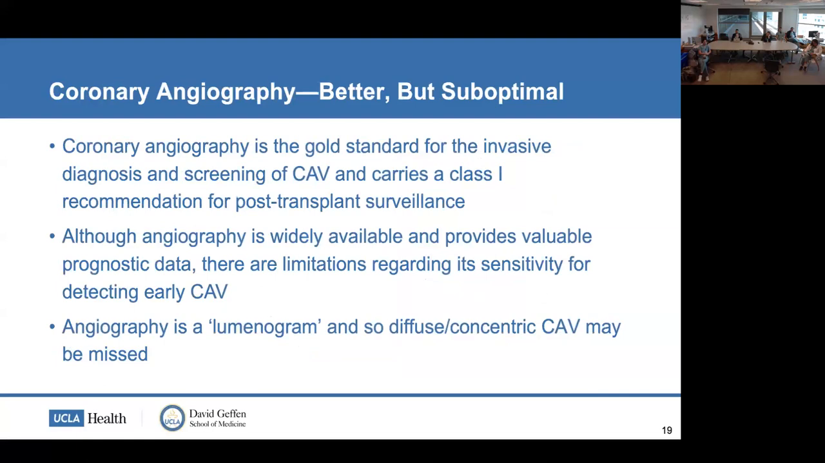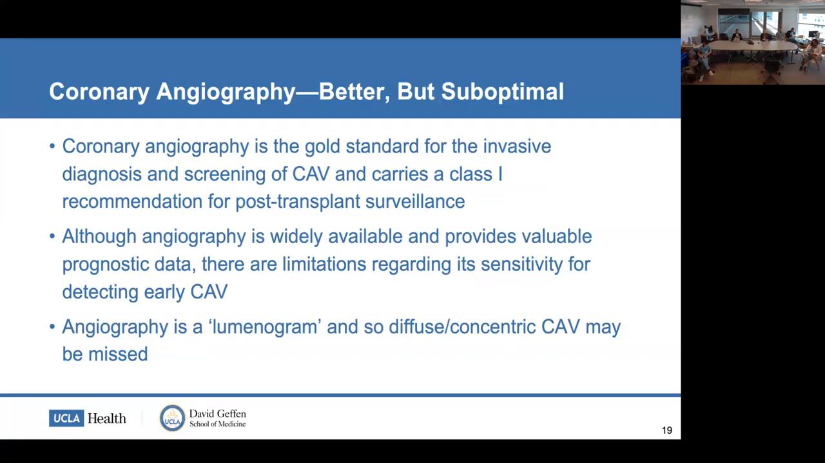So coronary angiography is better than non-invasive modalities, but it's still suboptimal. Right now it is still the gold standard for the invasive diagnosis and screening of CAV, carries a class 1 recommendation for post-heart transplant surveillance. And although it's widely available and provides valuable prognostic data, there are limitations regarding its sensitivity for detecting early CAV.